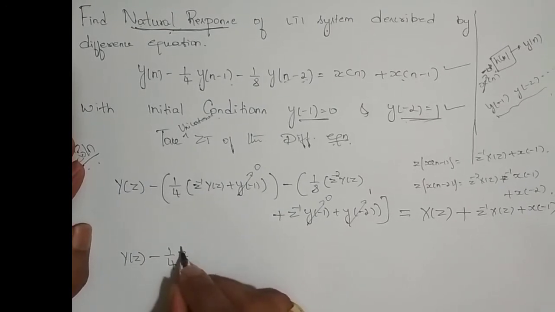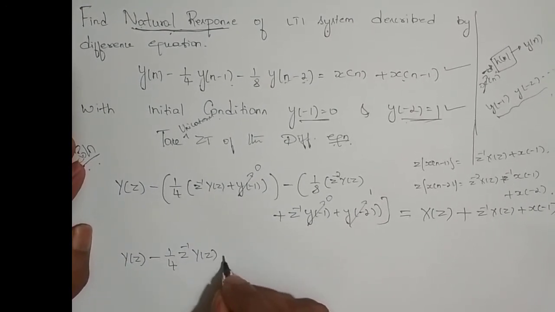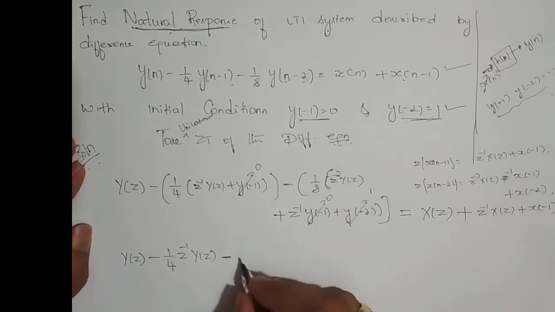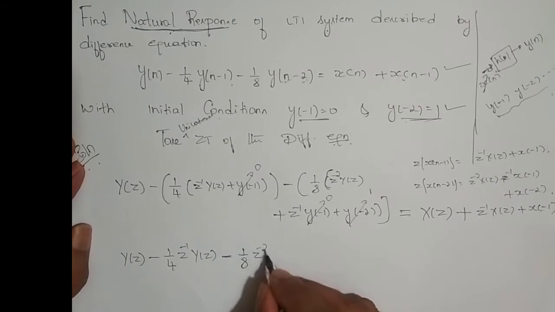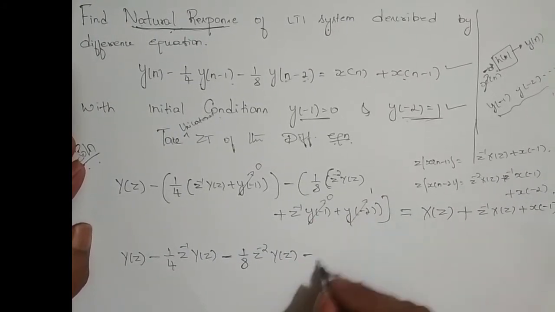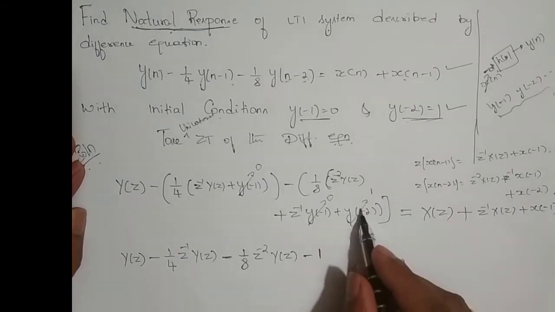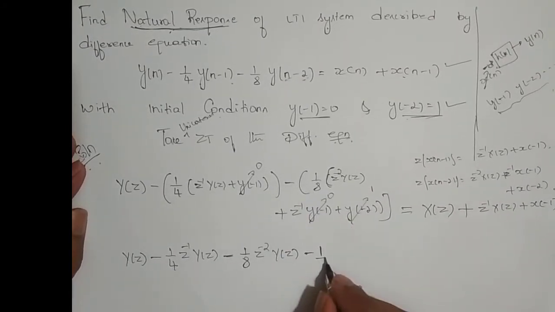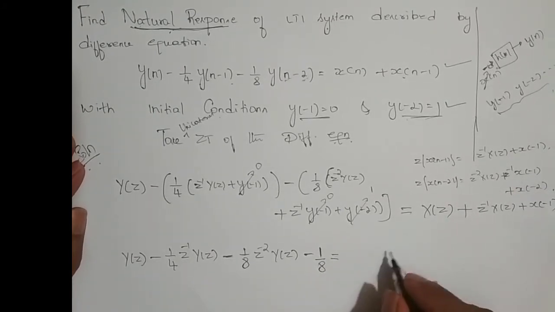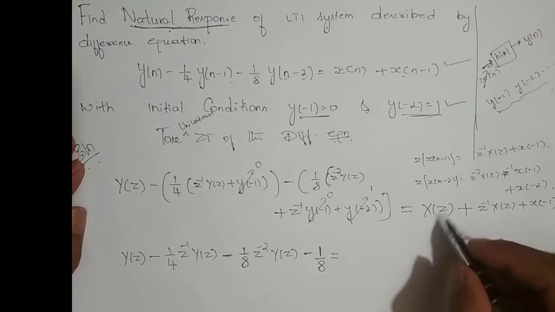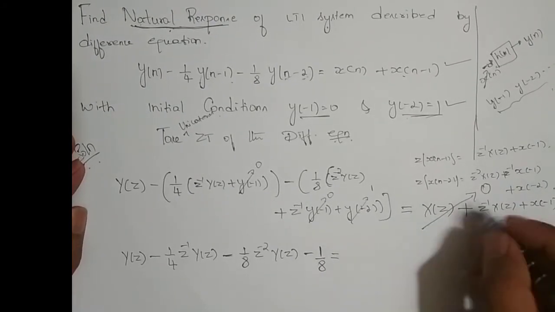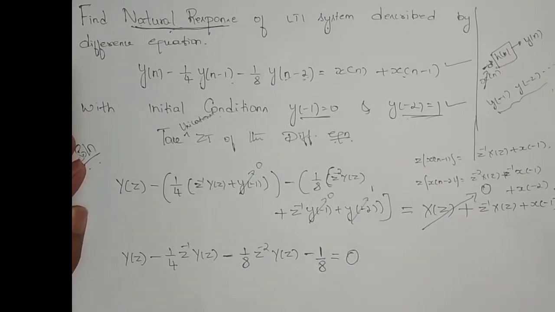1 by 4 into z power minus 1 Y of z, minus, what do we have, 1 by 8 into z power minus 2 Y of z. So this is 0, and I have minus 1, but 1 into 1 by 8 is 1 by 8. Okay, this is equal to, basically here itself I could have made it 0, but anyhow I'll make it 0 here.